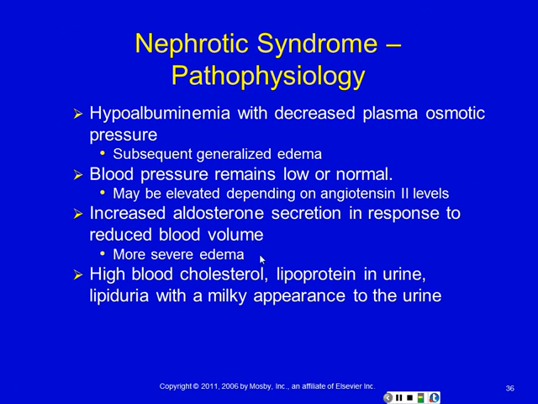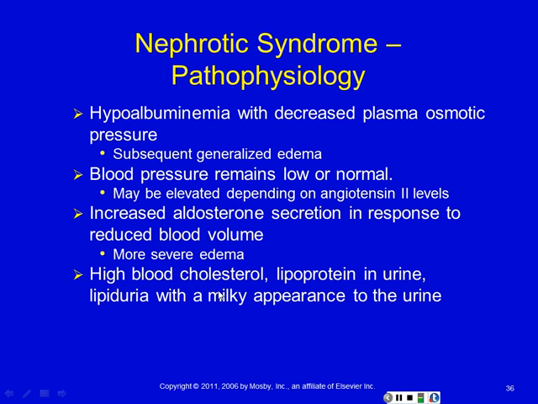When your albumin goes down, your osmotic pressure goes down. That causes generalized edema. That's going to cause your blood pressure to either be low or normal. Low because you have a low plasma volume. Your aldosterone is going to be high because essentially the kidney is trying to hold on to whatever water is left in the body because it's not seeing enough blood flow.